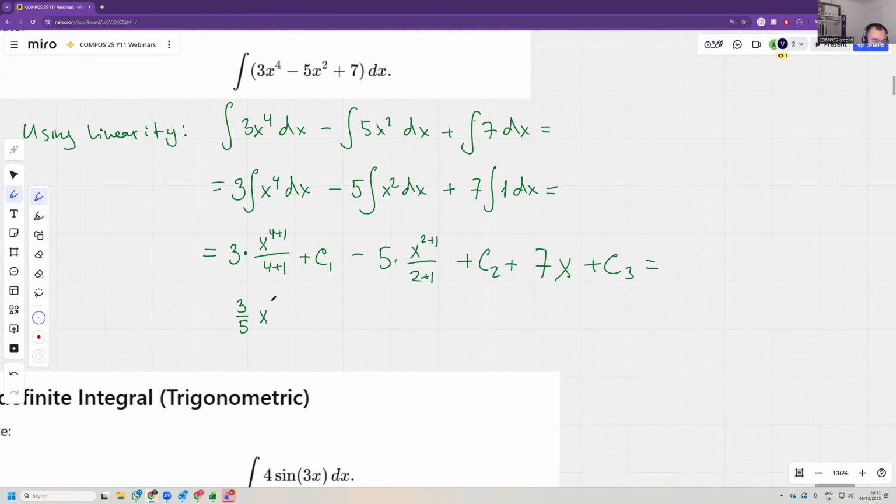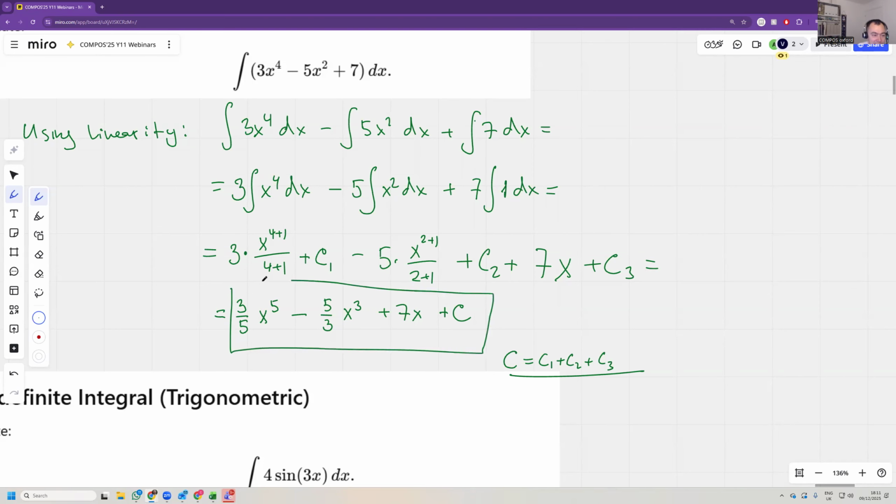So that's going to be 3/5 x to the power 5 minus 5/3 x cubed plus 7x, and then plus C1 plus C2 plus C3. We're going to take C1 plus C2 plus C3 and just replace it with C. For that reason, you can just write plus C. You don't have to write C1 plus C2 plus C3. You don't need 3 constants. You combine them into 1. And that's it. And that's the solution. Let's check.